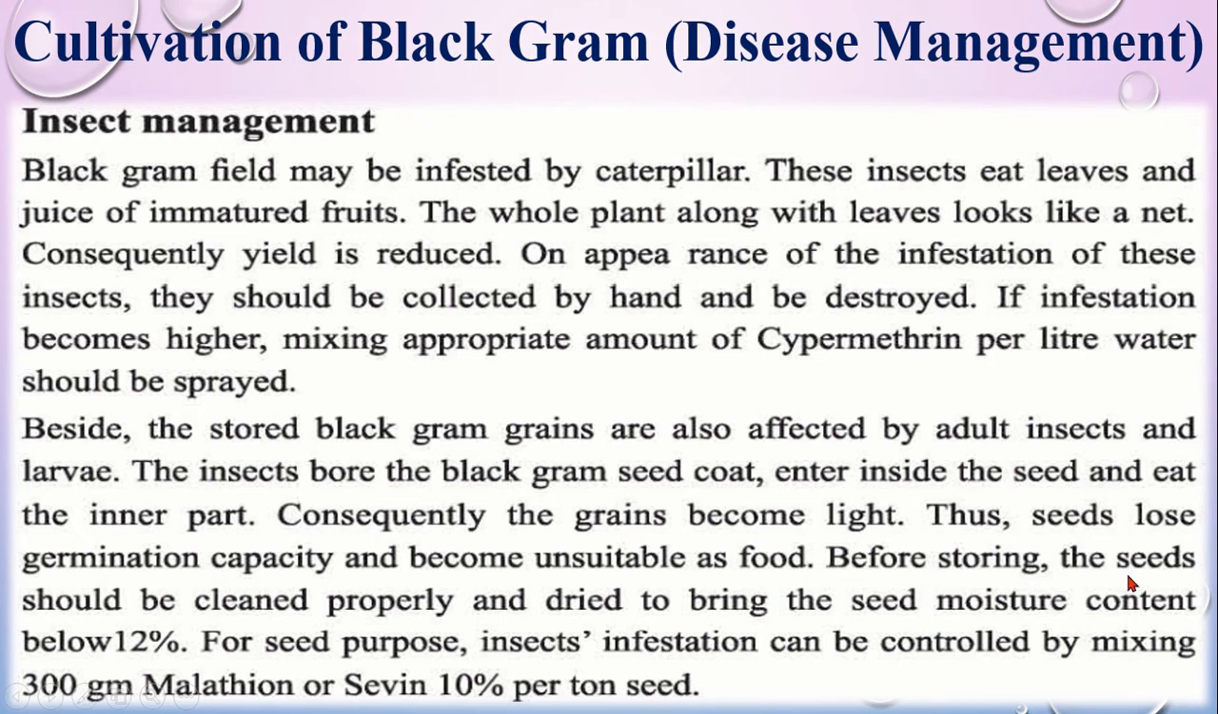Before storing, the seeds should be cleaned properly and dried to bring the seed moisture content below 12%. For seed purposes, insect infestation can be controlled by mixing 300 gram malathion or Savion 10% per ton of seeds as well.